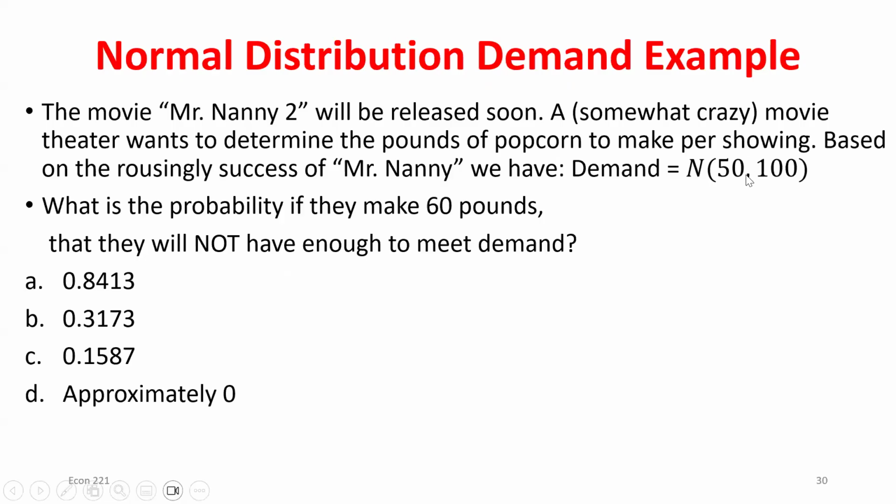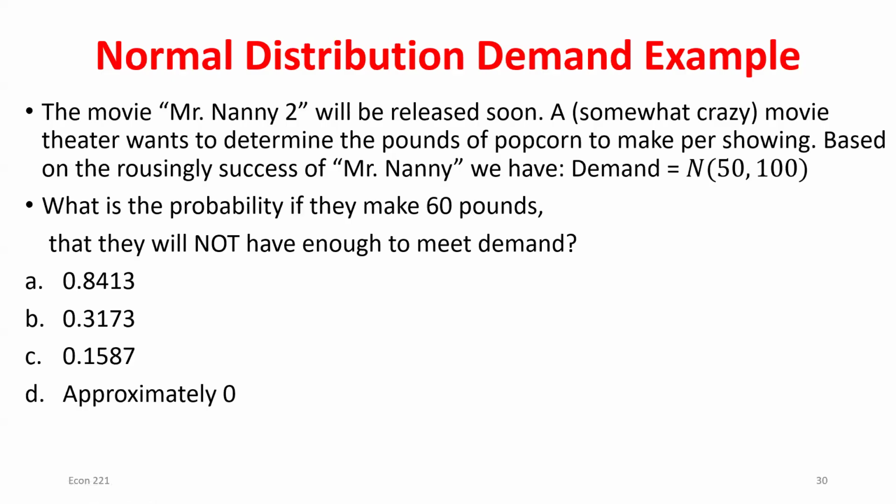We used to go to a movie theater, right? So I've got a mean. Usually I sell about 50 pounds, and I've got a variance of 100. If I want to know the probability that if I make 60 pounds of popcorn, I won't have enough, so what's the probability that demand is greater than 60?